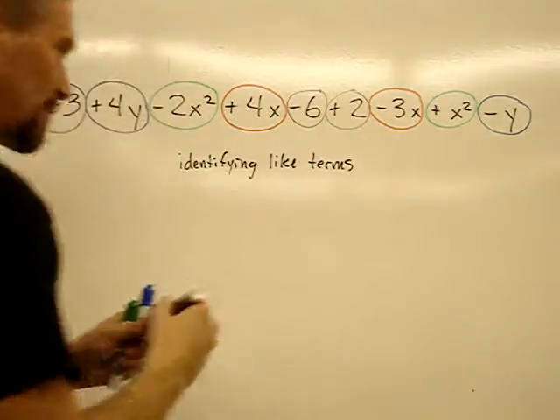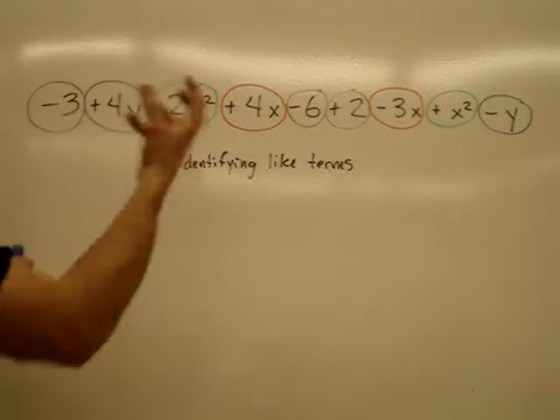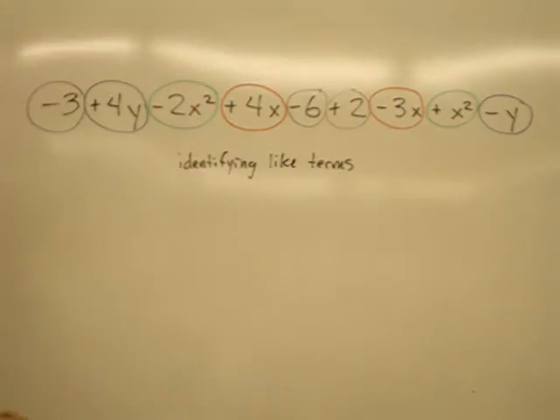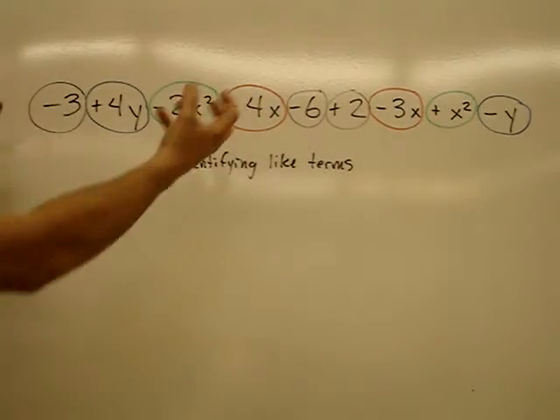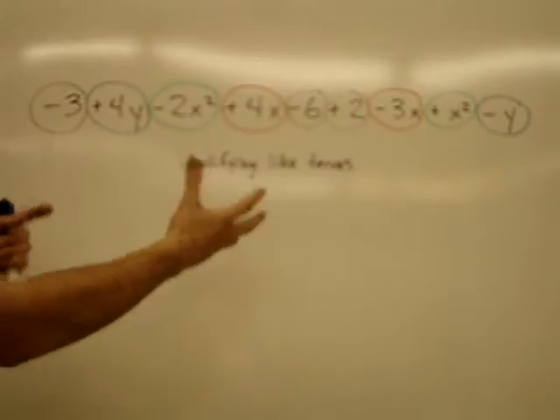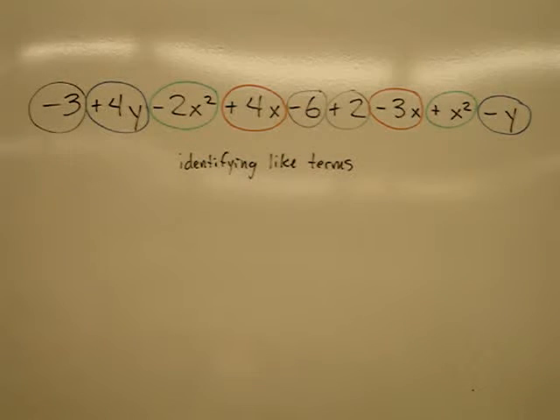And that's the first step in being able to do this, is knowing what the like terms are. Once you get good at identifying the like terms, then we can start actually adding and subtracting them together and working it down. And that'll be something we discuss in another video.